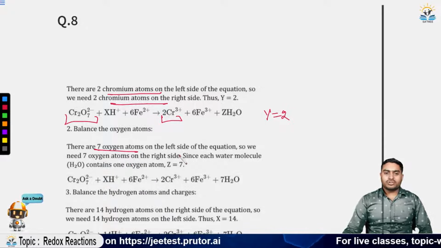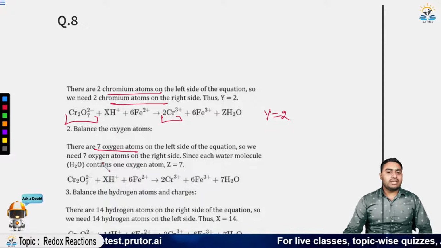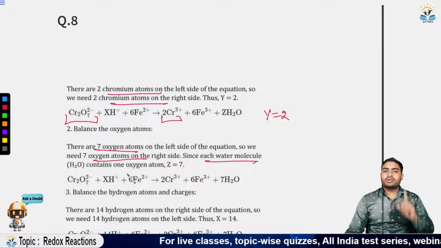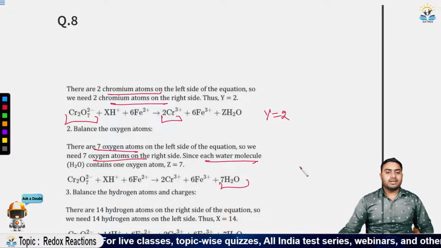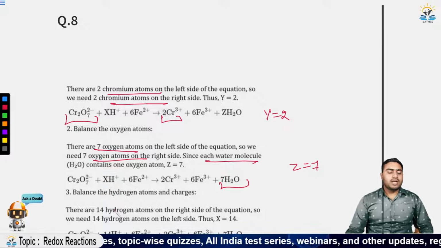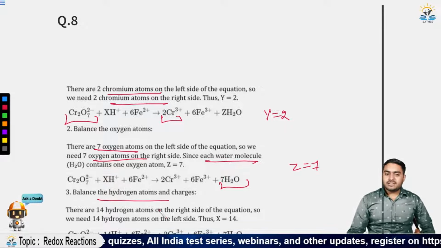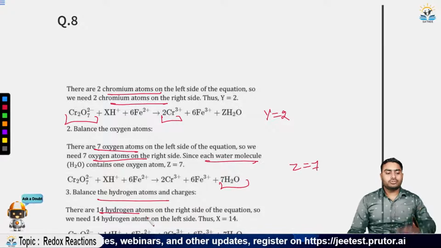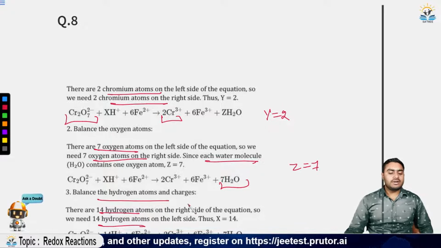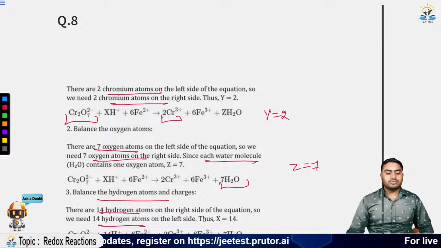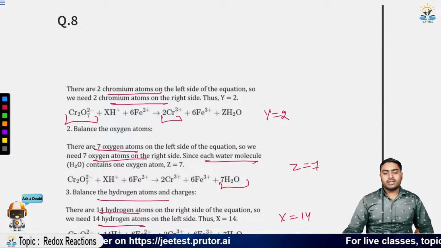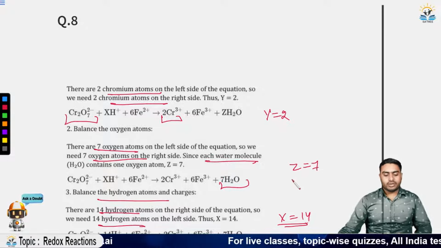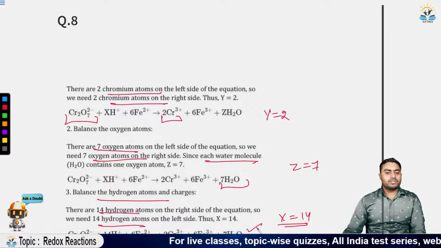So there are 7 oxygen atoms on the left side of the equation, so we need 7 oxygen atoms on the right hand side. Since each water molecule contains only 1 oxygen atom, you have to put 7 here. So z value comes out to be 7. Third step, balance the hydrogen atoms and charges. There are 14 hydrogen atoms on the right hand side, so you have to put 14 hydrogen atoms on the left hand side. So definitely 14 H+. So x value comes out to be 14. So 14 plus 7, 21, plus 2, 23.